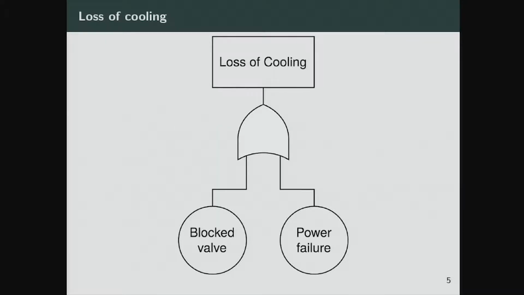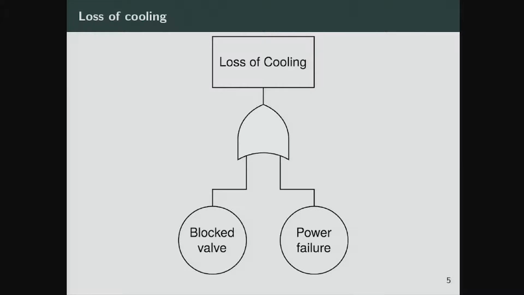Taking a simple example, the bad thing that could happen at the top is loss of cooling. If we can't keep our reactor cool, it melts down. Now, in this simple example, we've said that there are two ways this could potentially happen. If we have a power failure to the pumps, they'll obviously stop being able to circulate water. That causes our bad situation. And also, if one of the valves in the cooling system gets blocked up by something, like accumulated debris, it's also going to stop the water from circulating and cause a loss of cooling.